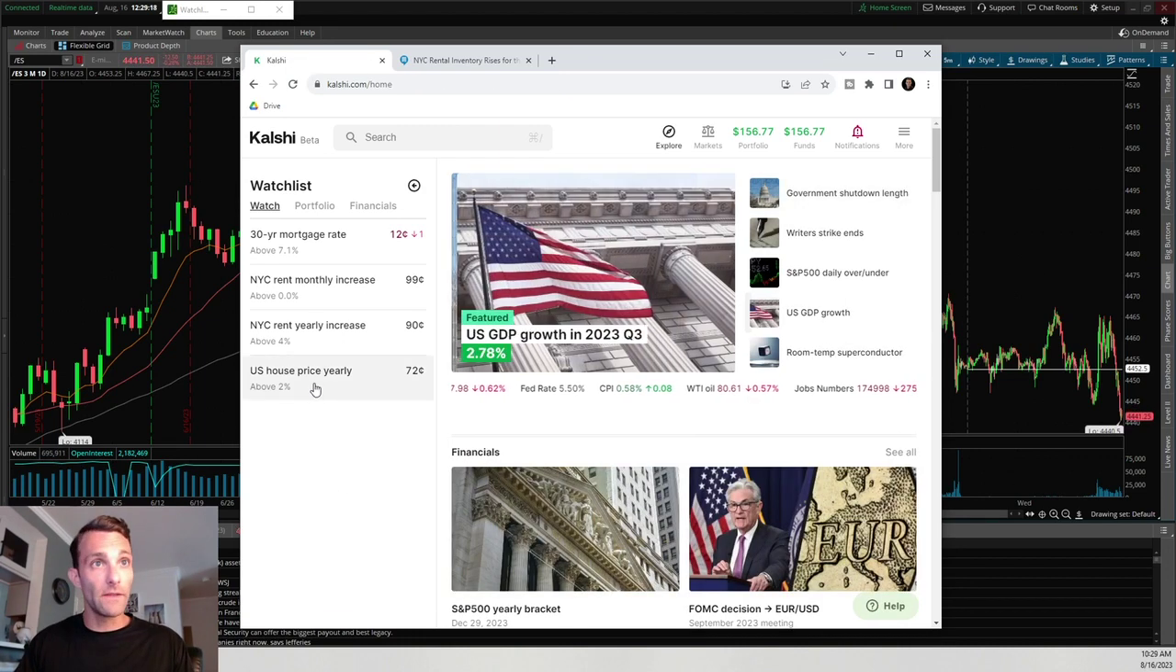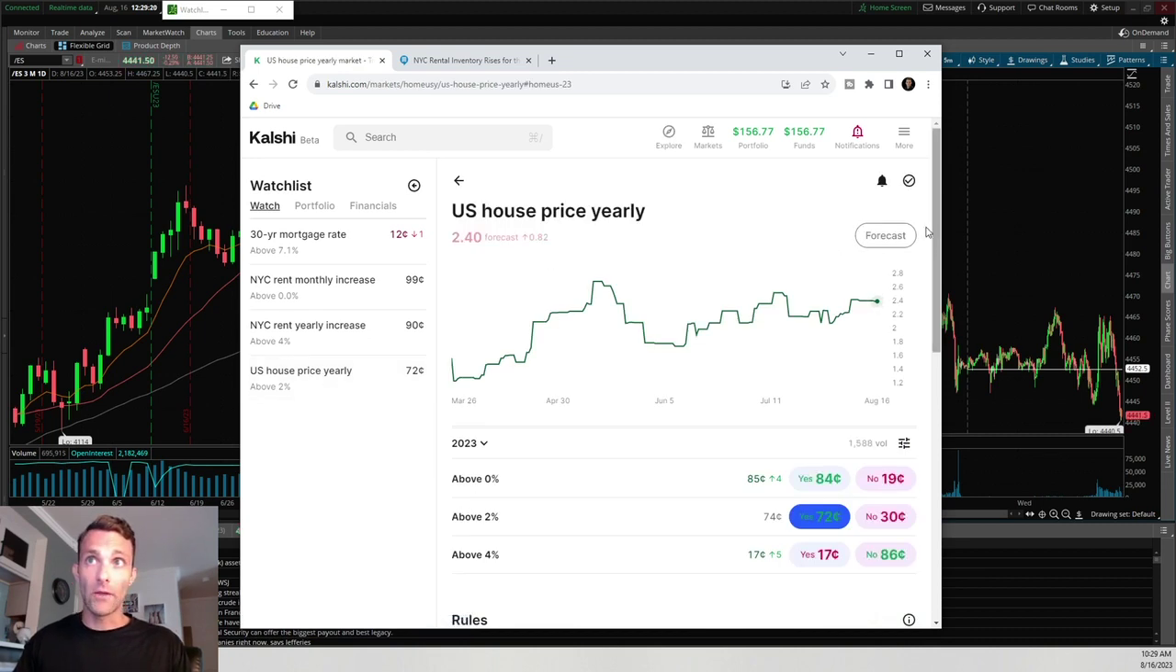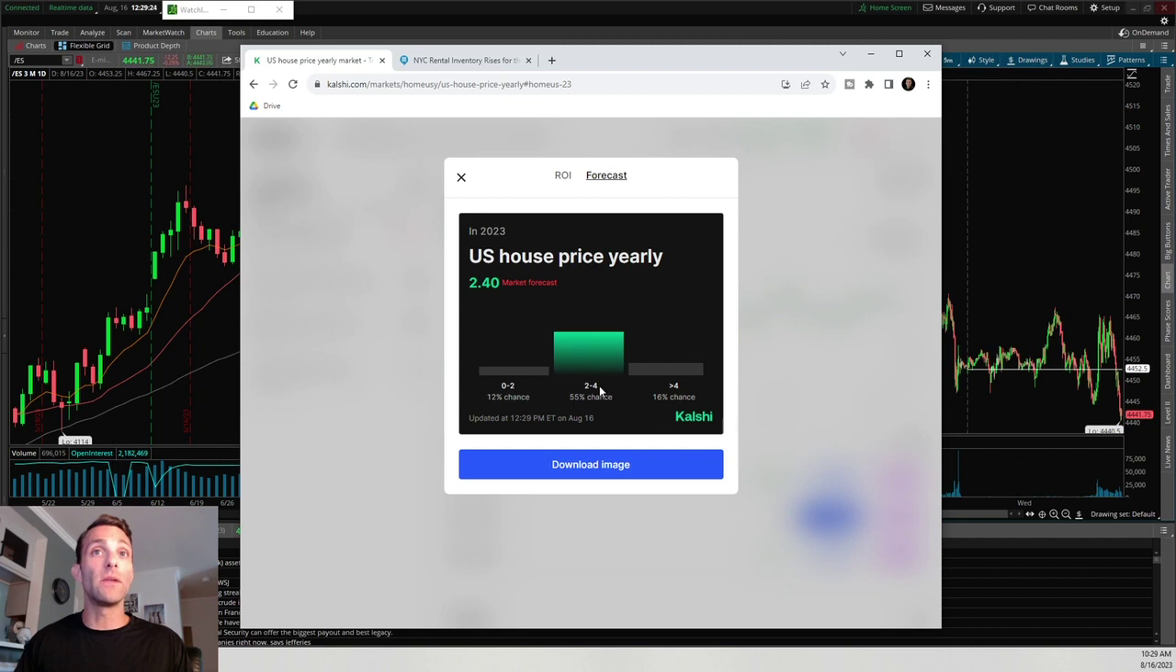So now let's click on the US house price yearly, and right here, this forecast button, what you can do is it gives you some information just based on probabilities. That's all trading is. 0 to 2, a 12% chance, 2 to 4, a 55% chance, and over 4 is 16%. So if you've done a little bit of research or you're not really sure whether the Fed is going to increase rates or cut rates, and you want to use some simple statistics on how to structure a trade, you can just go with this.